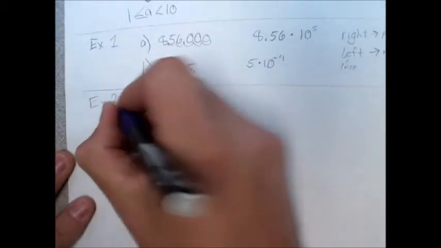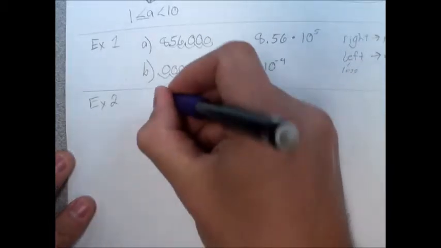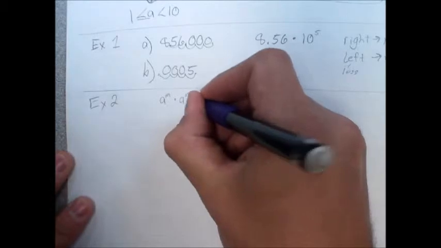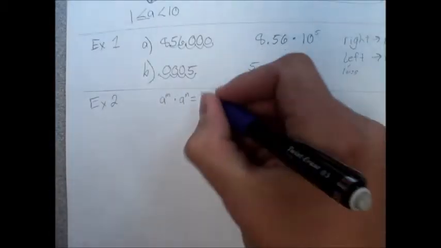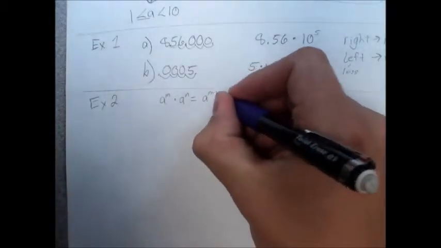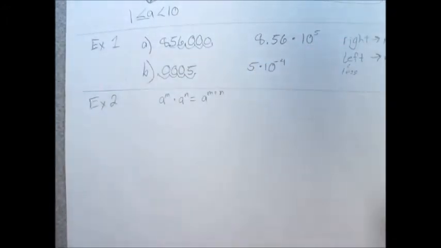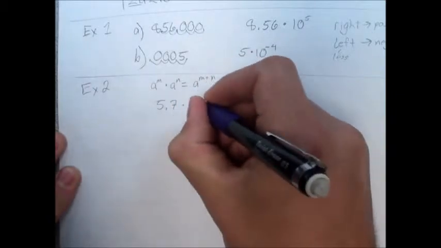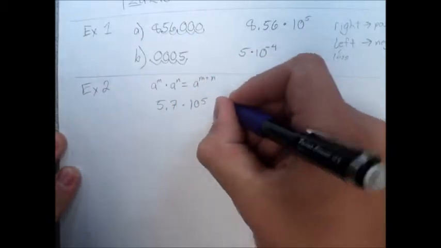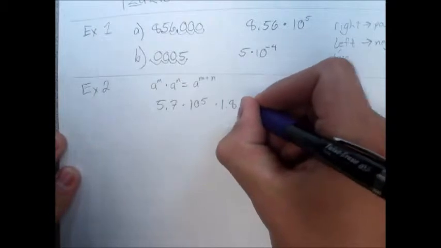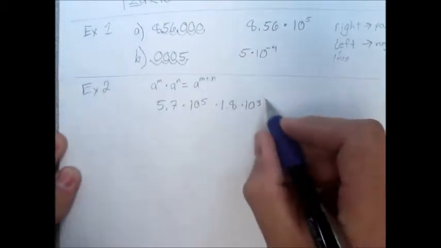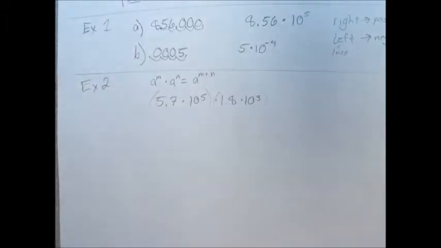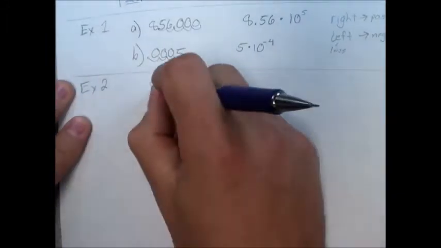Now I want to remind you, when you're multiplying things with like bases, like a to the m times a to the n, what do you do with their exponents? Add them. Good. So when I'm multiplying things of base 10, I'm going to use that same concept. So here we go, 5.7 times 10 to the 5th, and then that gets multiplied by 1.8 times 10 to the 3rd. Now they have these in parentheses, but why are parentheses unnecessary here? Because they're not negative numbers.